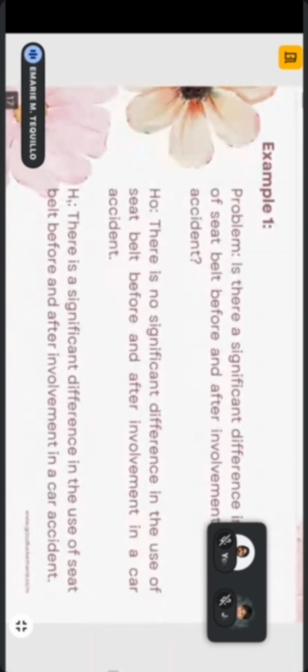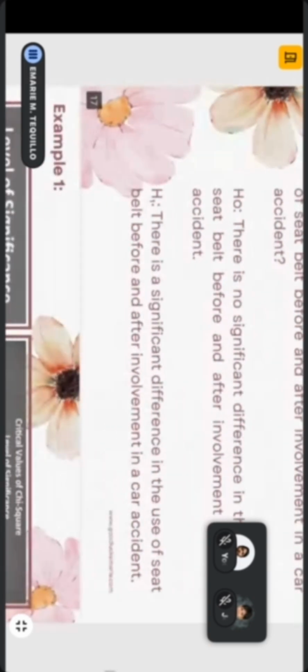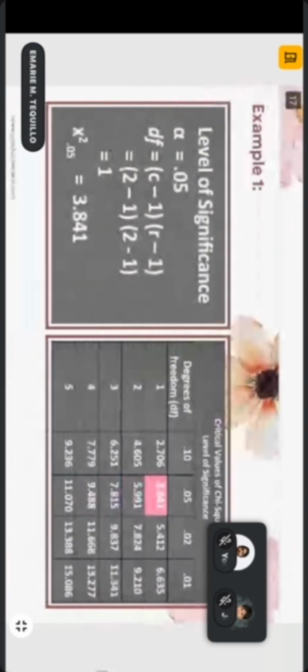Okay. So here we have the problem. Is there a significant difference in seatbelt use before and after involvement in the accident? So atong null hypothesis, there is no significant difference in the use of seatbelt before and after involvement in a car accident, and then atong alternative kay there is a significant difference in the use of seatbelt before and after involvement in a car accident. So after nato ma-state ang hypothesis, let's proceed to solving.